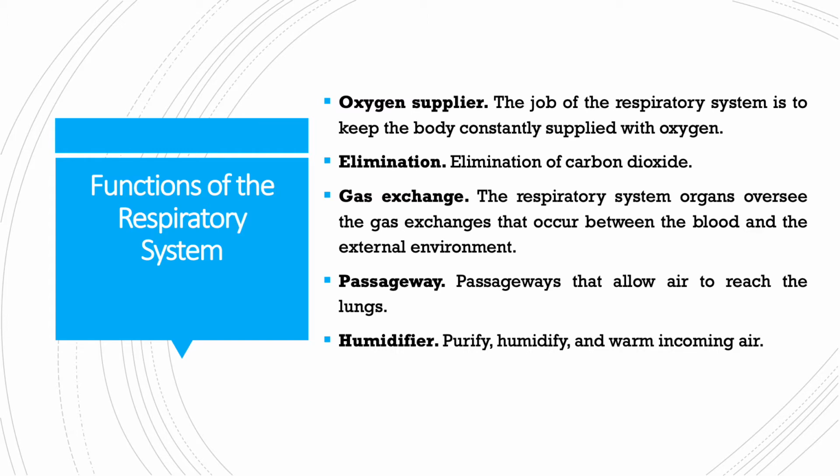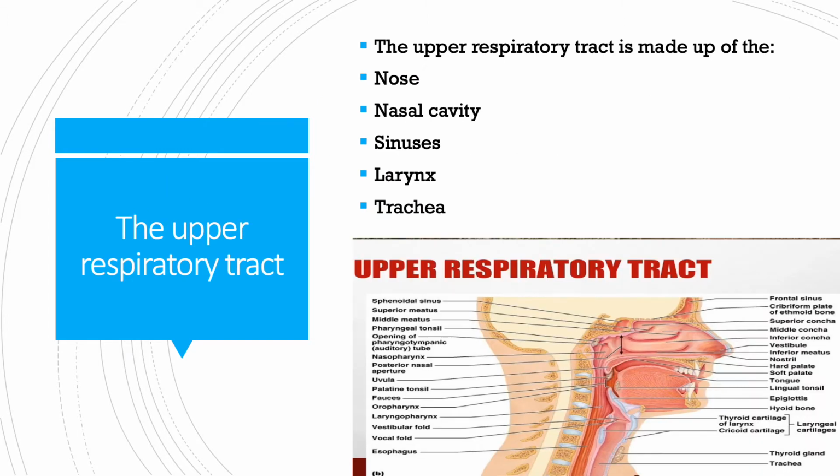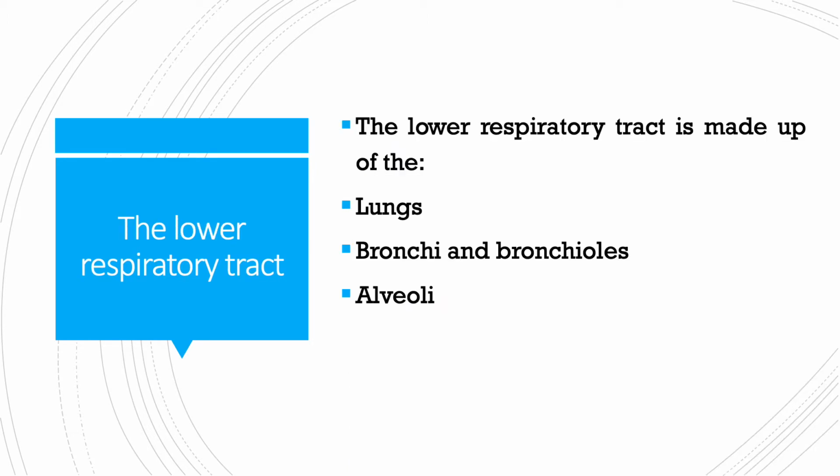Oxygen supplier. As an oxygen supplier, the job of the upper respiratory tract. The upper respiratory tract is made up of the nose, nasal cavity, sinuses, larynx and trachea. You can see in this picture the whole upper respiratory tract. The lower respiratory tract has the lungs, bronchi and bronchioles, and alveoli.